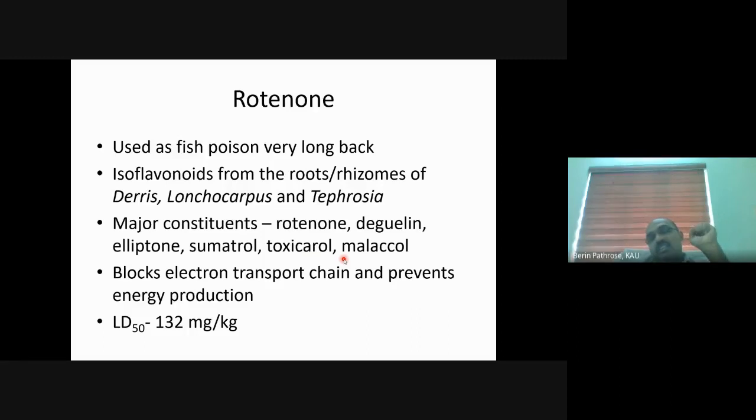Its LD50 is extremely low because it is toxic to human beings also, and it is not widely used in pest management. It is acting on the electron transport chain.